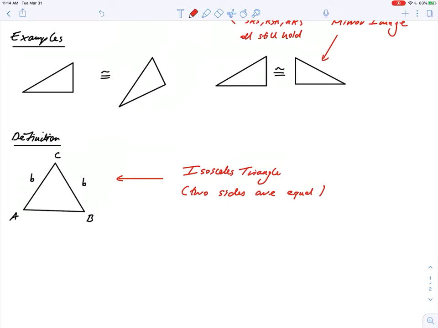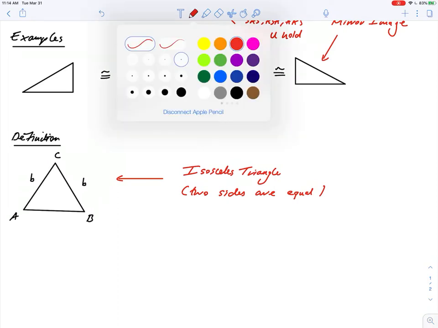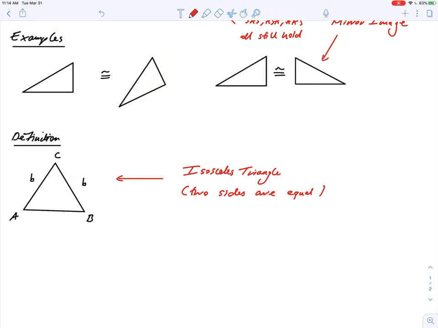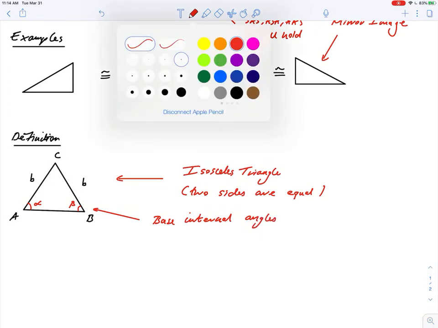It's involving sides. So let's take two angles here. We want to come up with criteria to guarantee that a triangle is isosceles. So let's take these two internal angles. I'll call this one alpha and this one beta. I'm going to call these the base internal angles. Okay, so first of all, theorem.